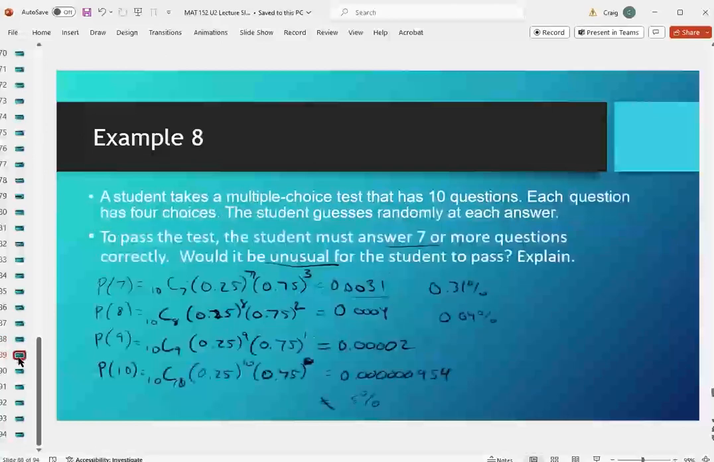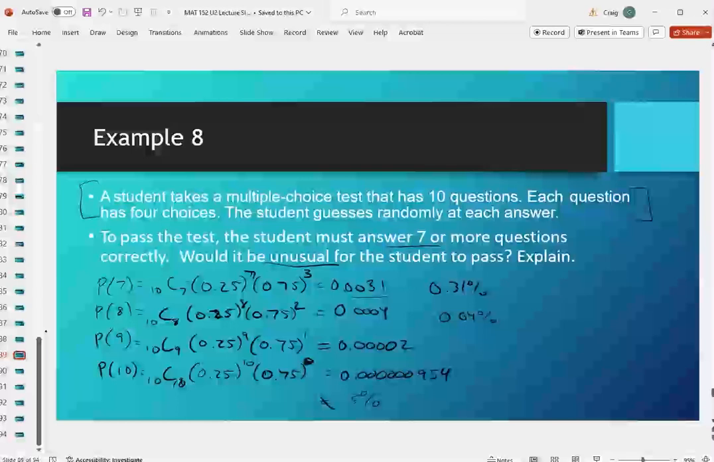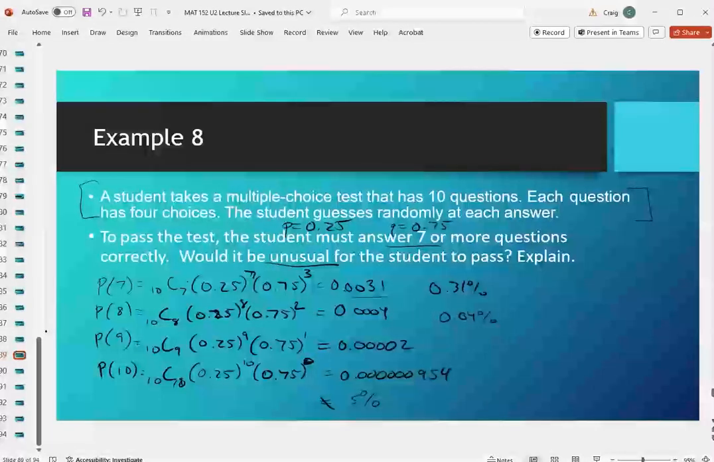This test example, right? A student takes a multiple choice test that has 10 questions. Each question has 4 choices, and you're going to randomly guess at each one. And so a 25% chance of guessing it right, 75% chance of getting it wrong. We talked about that before, so just keep that in your mind. This is the example we're going to talk about. I'm going to pause here, switch over to Excel, and I'll show you how to answer this question using Excel.